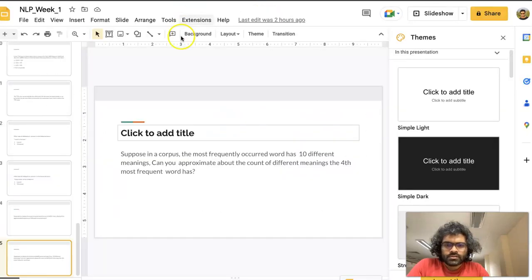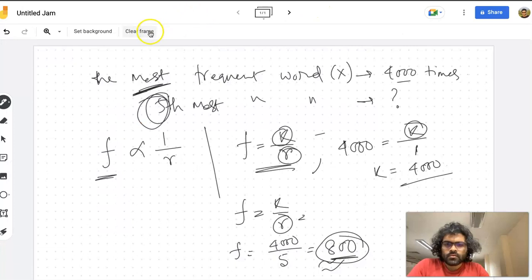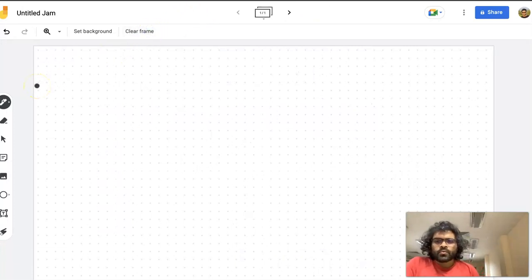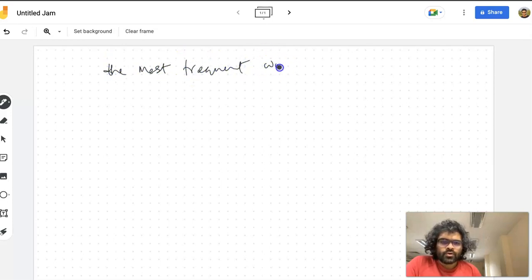Yeah, so let's do it for all. Okay, so what is the question asking? So the question is saying that the most frequent word has 10 different meanings in the corpus.